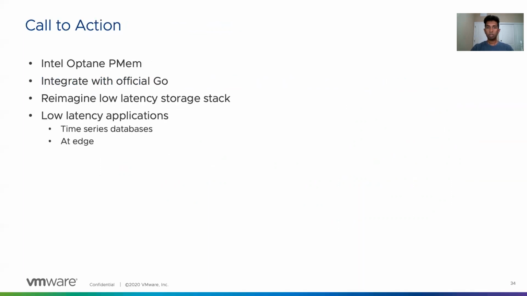I would like to close with a call to action. Persistent memory DIMMs are now available with the release of Intel Optane PMem. Our immediate next steps are to look into upstreaming our changes to Go. So we welcome suggestions and feedback from the community to help with that effort. Pmem makes it possible to build low latency storage stacks. With the availability of both hardware and software support to program pmem, we implore you to build the next low latency applications such as time series databases and those at edge devices using persistent memory.